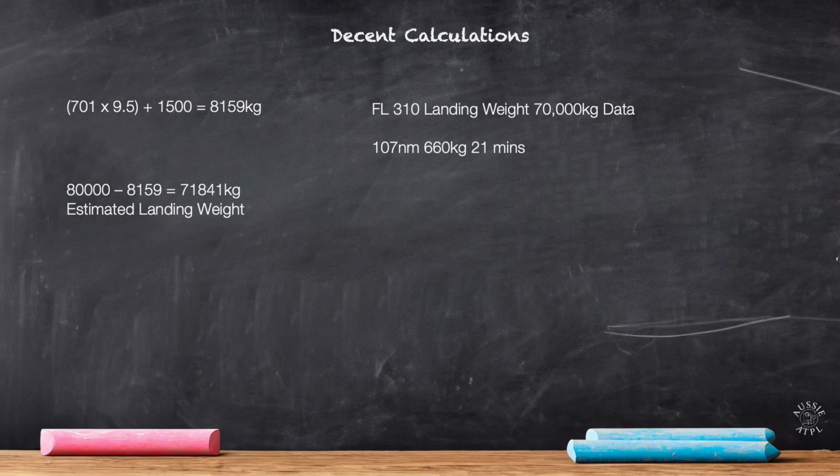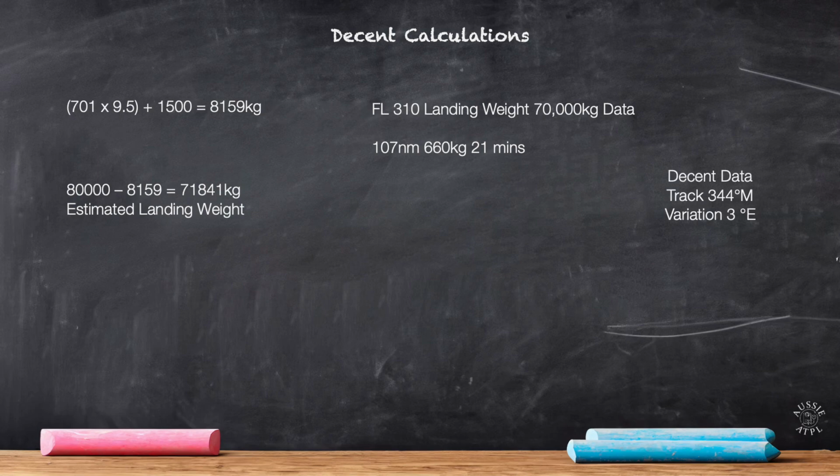And the data that you can find from flight level 310 to descend down to our destination airport at 70,000 kilos can be found on page 4-3 of the 727 handbook. Make sure you're always using the table on the top right hand side, as that's the only one you'll use in the exam. So definitely highlight this one, as that's all you'll be needing for your exam. Once you extract the data, you should have 107 nautical miles, 660 kilos and 21 minutes.